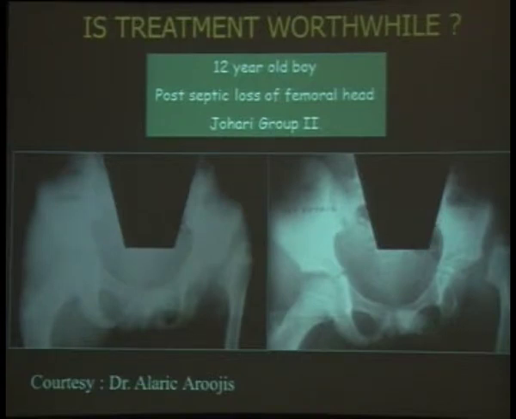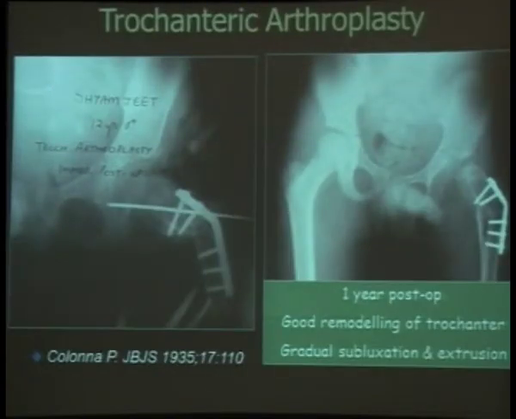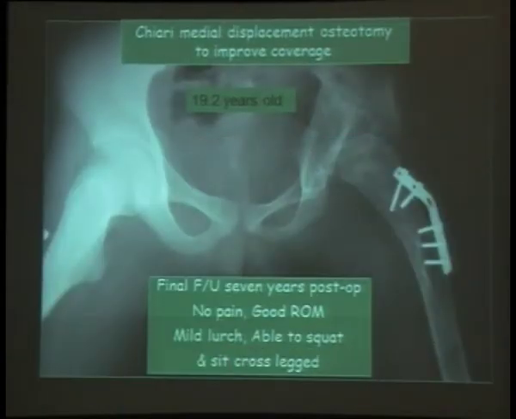With this group 2, loss of the femoral epiphysis, he had a trochanteric arthroplasty. This is a 1 year follow-up. You see good remodeling of the trochanter, and what is happening over a period of time is a gradual subluxation because the abductor mechanism is not good. So he had a repeat surgery.